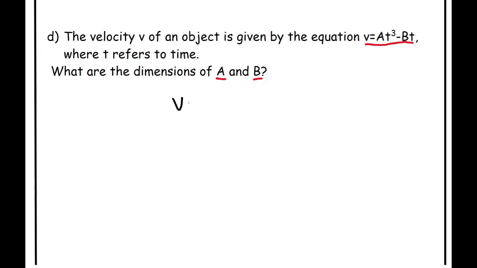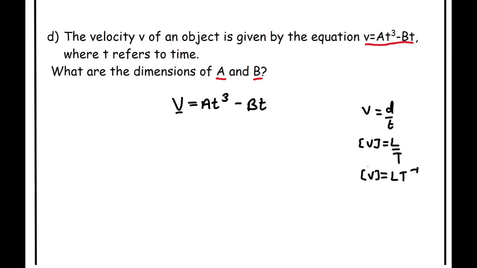Okay, so our equation v equals at to the power 3 minus bt. Let's first establish the dimensions of velocity. Velocity is equal to displacement over time taken. The dimensions of v: displacement is length and time is simply capital T. We can write this as LT negative 1, the dimensions of v. So that would be LT negative 1. We replace that there. This is equal to at to the power 3 minus bt.